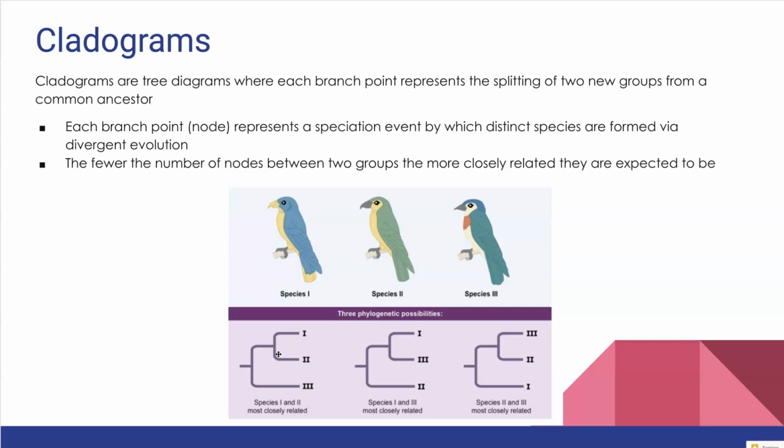The fewer number of nodes between each group means that they are more closely related. So if we look at species 1, 2, and 3, where my cursor is are the nodes. Okay? So between 3 and 1, there are 1, 2 nodes. So in this case, 1 and 3 are not very closely related. 1 and 2 are much more closely related because there's only one node that separates them. Okay? Just some other examples there.